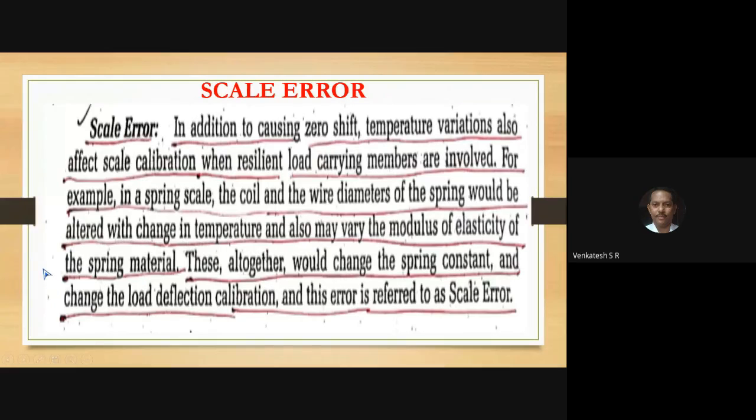Next, the scale error. Sometimes the same needle, instead of reading 5, reads 5.1 or 5.2 or 4.99. That is the scale error.